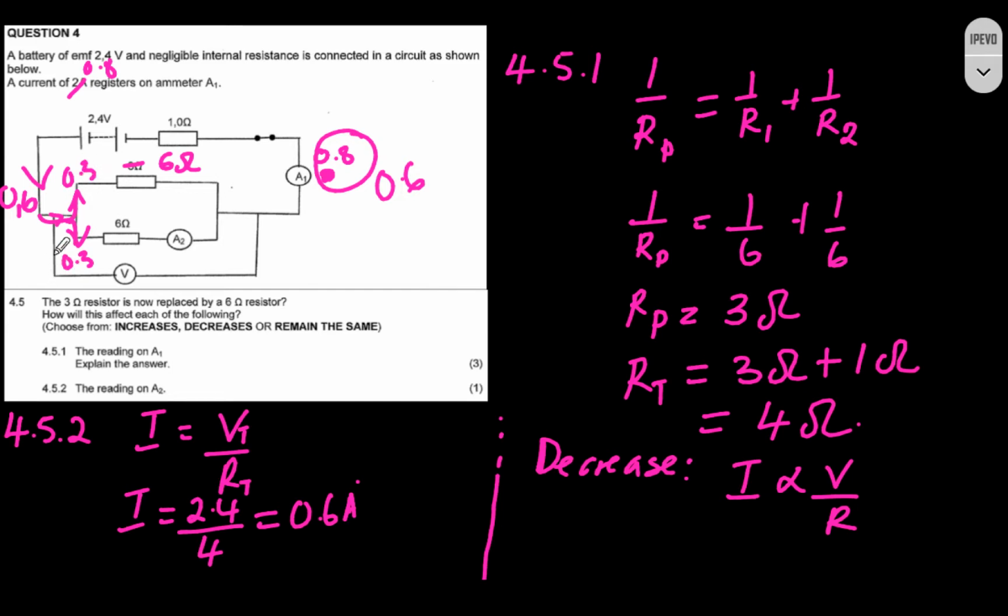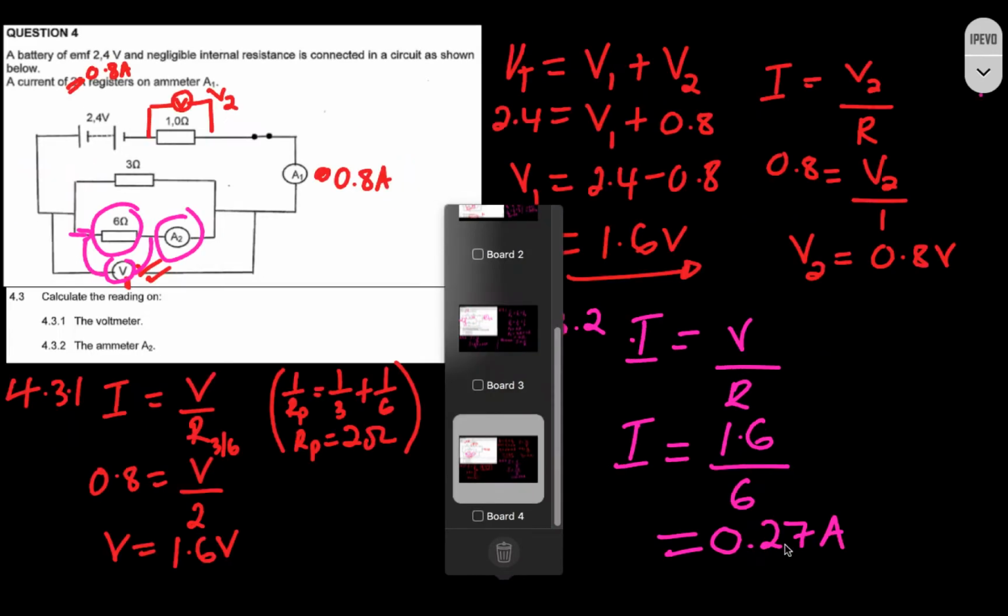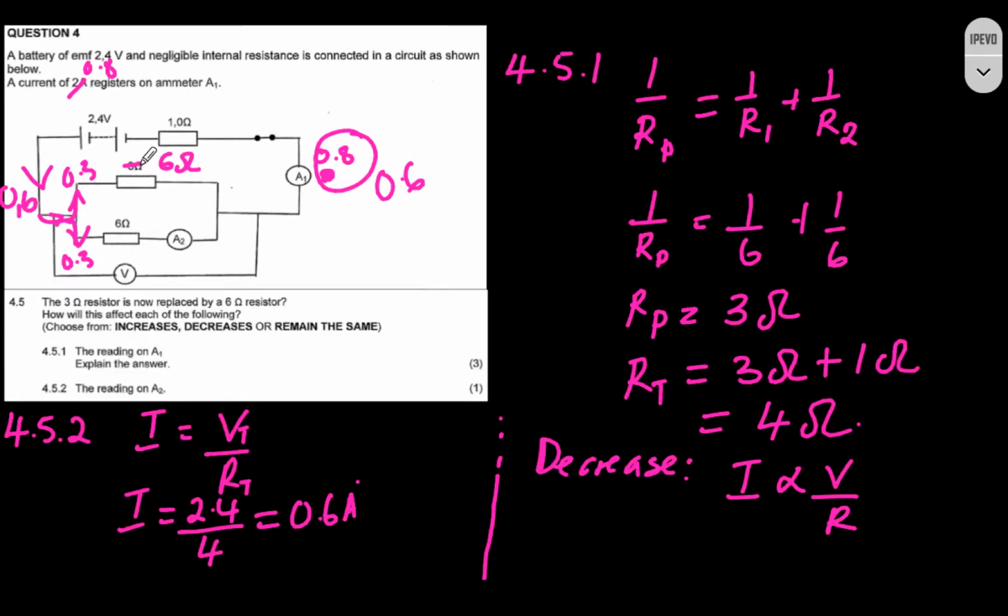If you compare this to the one that we previously calculated when the resistor was 3 ohms here, you will see that it was 0.27 amps. So now it is 0.3, so the current actually increased. Here you're just going to simply write it increases. There's no need for explanation, so that will be your final answer.